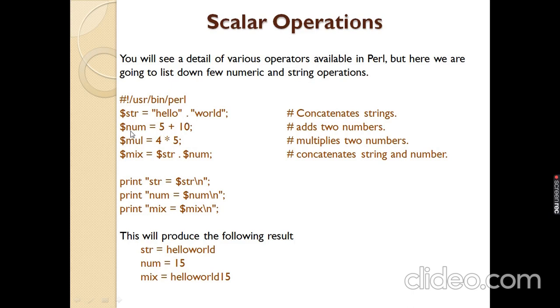In the second line, num equals 5 plus 10. So we are performing the addition operation. Here we are performing the multiplication operation, and here mix. So we concatenate the string and number. So we are doing both, because str is a string variable which holds hello world, dot num holds the value 15. So hello world 15 will be printed like this. Mix equals hello world 15 is going to print.